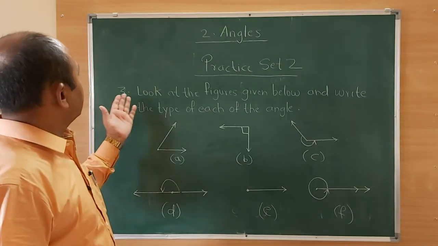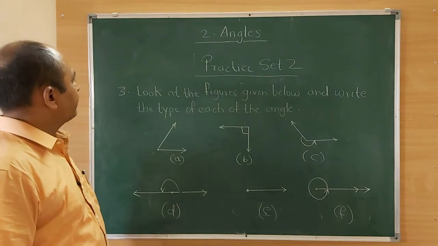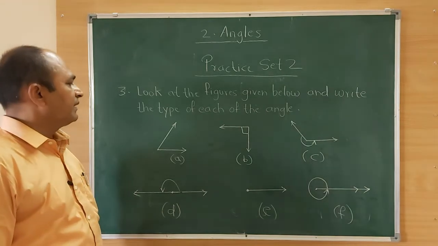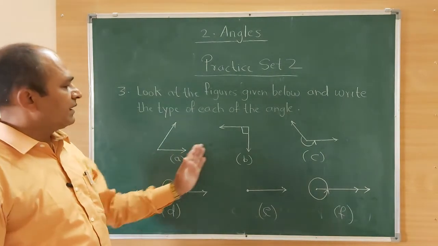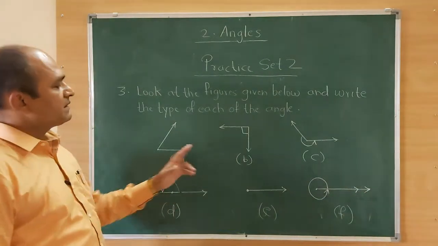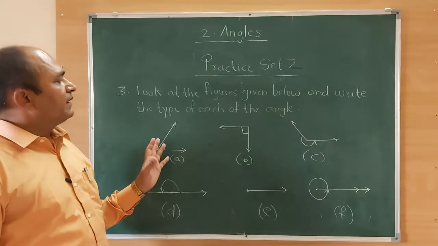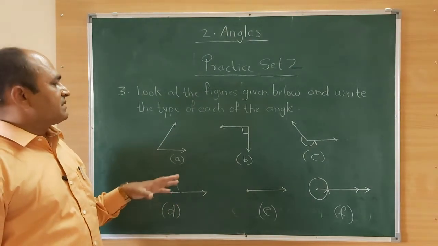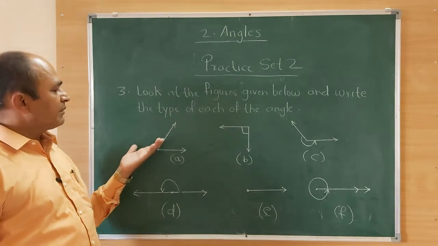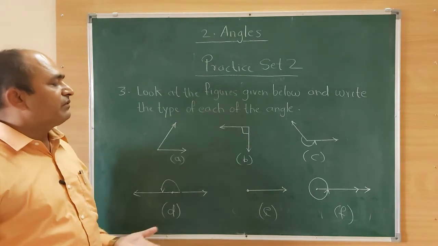Okay, let's see the third question of practice set 2. Look at the figures given below and write the type of each angle. Now there are 6 figures, figure A, B, C, D, E and F. In these 6 figures, some angles are given, and depending on the measures, there is no need of exactly measuring with the help of a protractor. By looking at the angle itself, you can make out what type of angle it is.